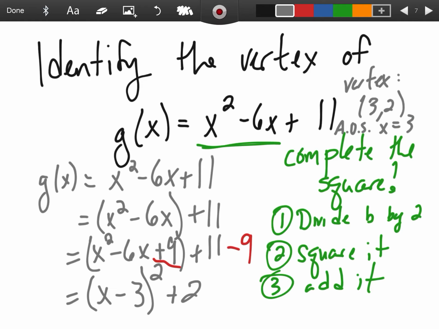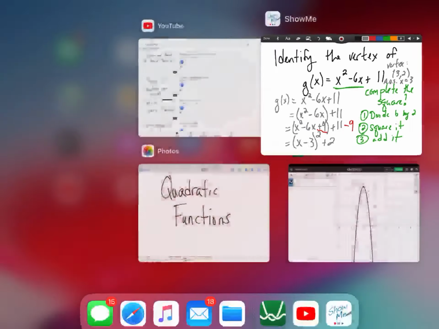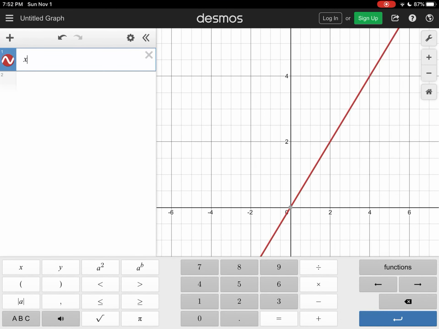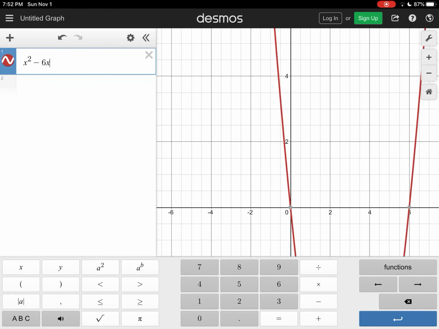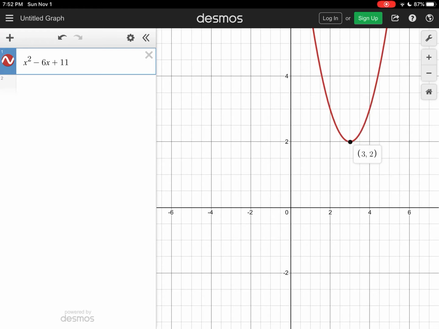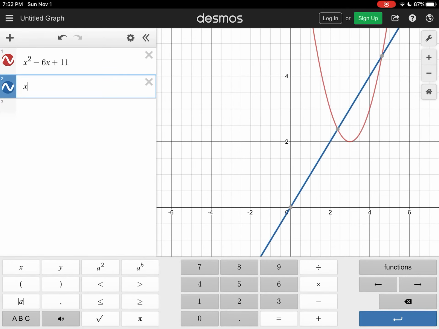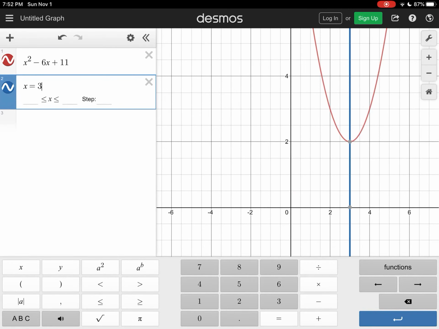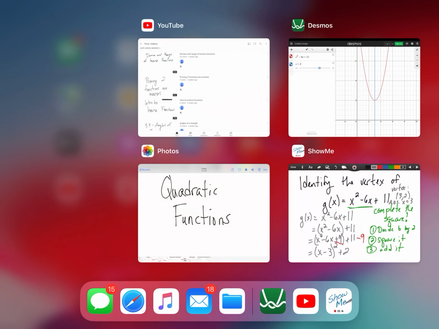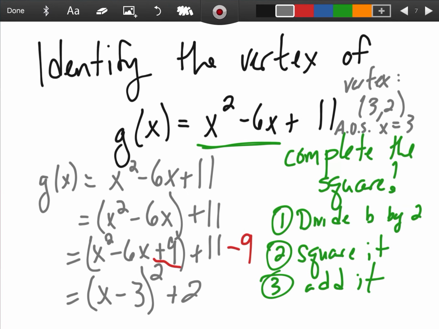Let's just graph this, x squared minus 6x plus 11. And if we click on this, (3, 2), that is our vertex, and it opens up. And then our axis of symmetry would be x equals 3. Let's just graph that. And we can see, yep, appears to cut that right down the center. Nice.